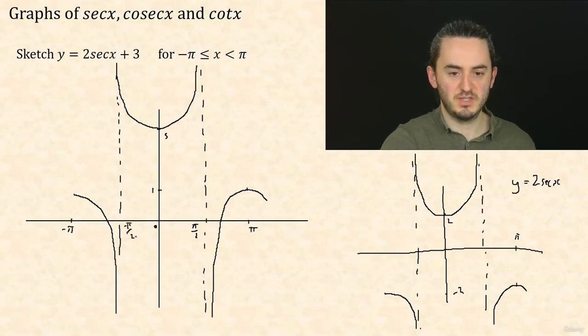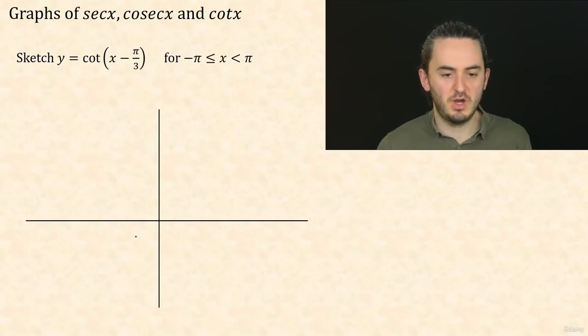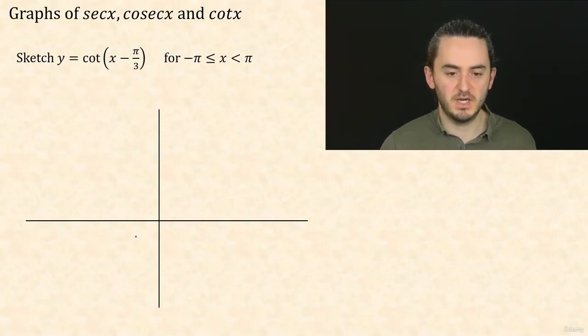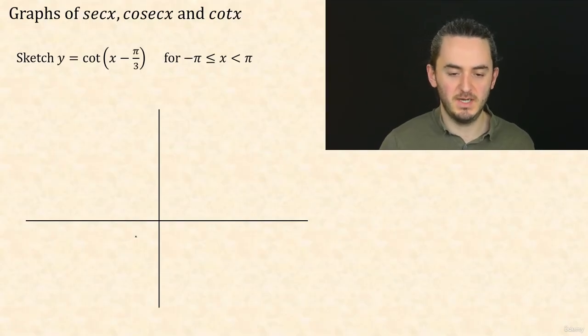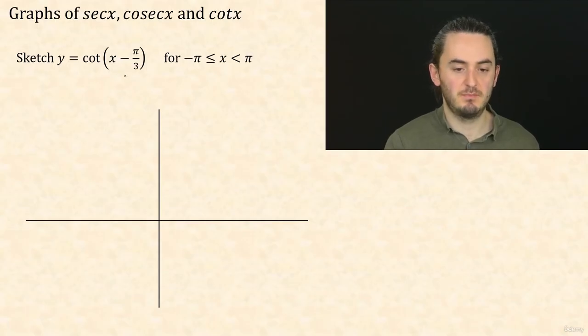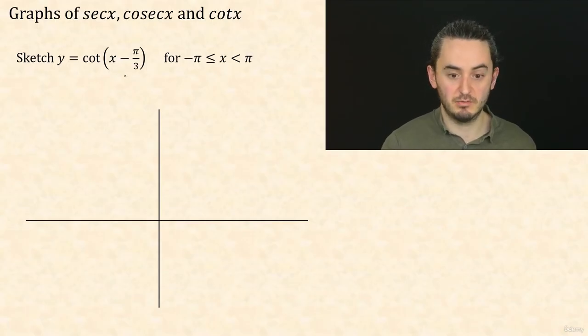All right, one more question. Can we sketch y equals cot of x minus pi/3 between -pi and pi? All right, so that is a translation, and it's a translation of cot x pi/3 units to the right.